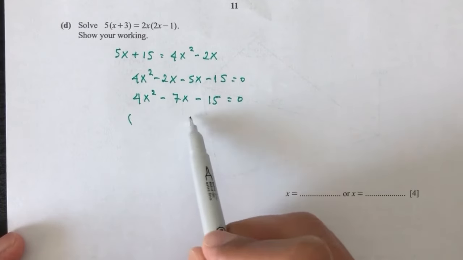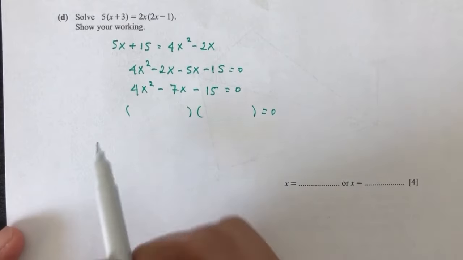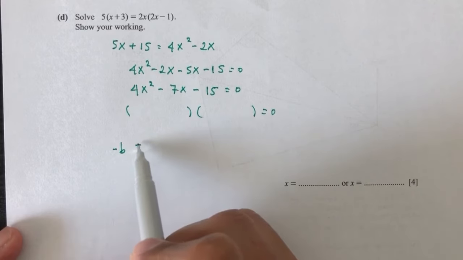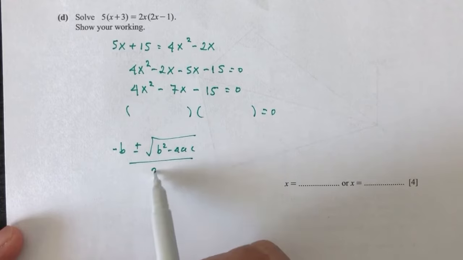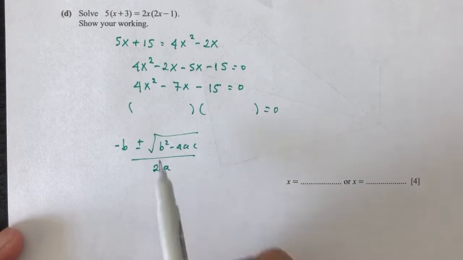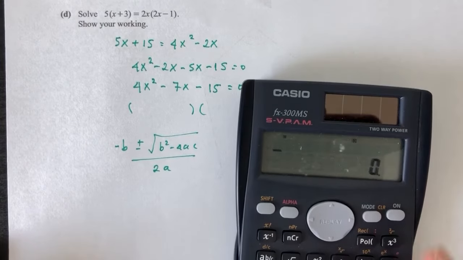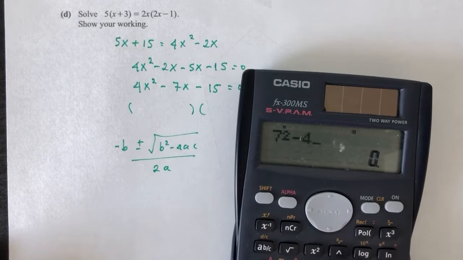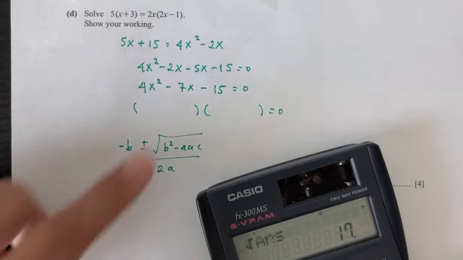So now we can try to factorize this to see what our answers are, or we can just use the formula, which is minus b plus or minus the square root of b squared minus 4ac, divided by 2a. You can try that to see if the value is exact for the square root, so you know whether you can factorize them or not. So b squared will be 7 squared minus 4a, which is 4, times minus 15. The square root of that is exact, so it means that this one is factorizable.